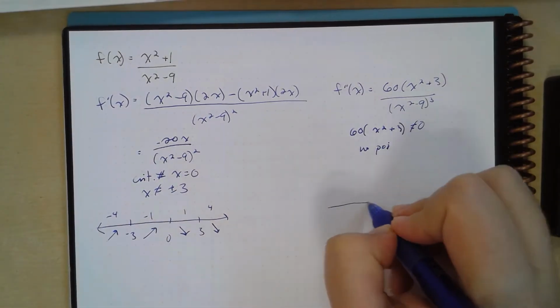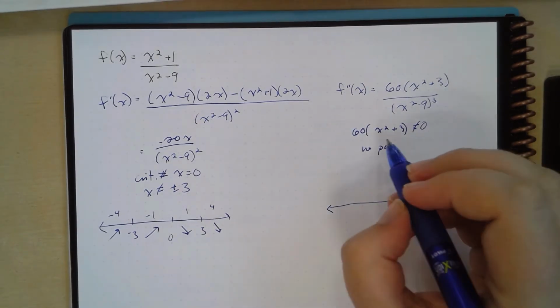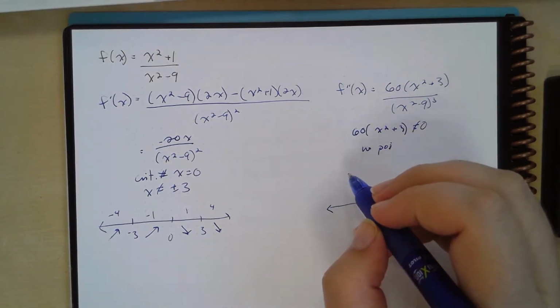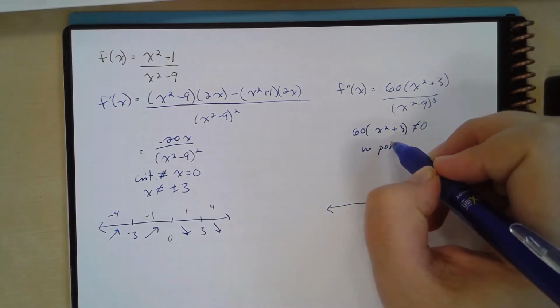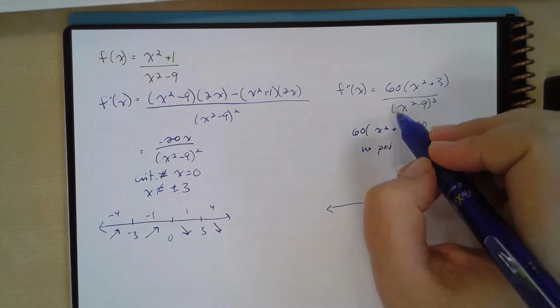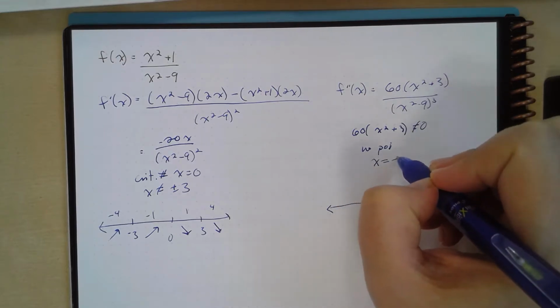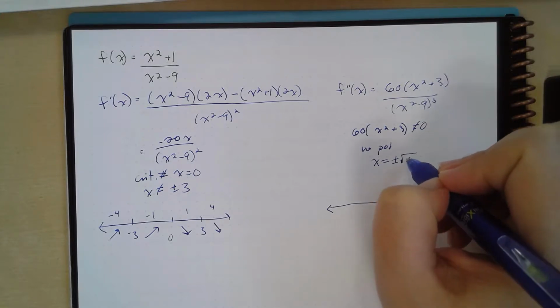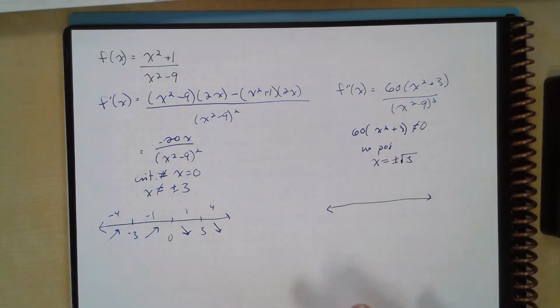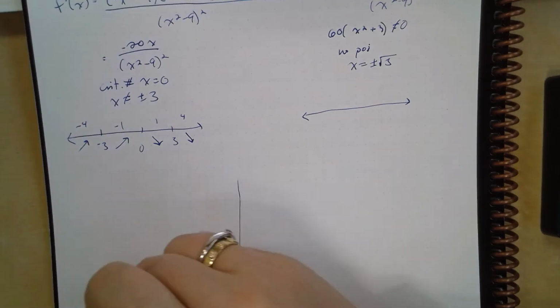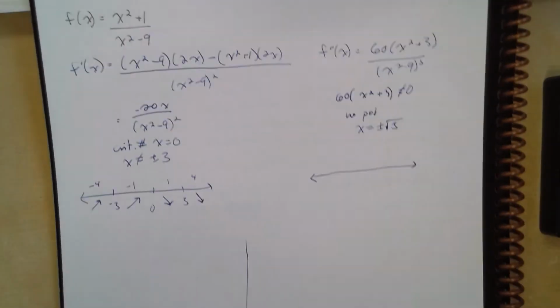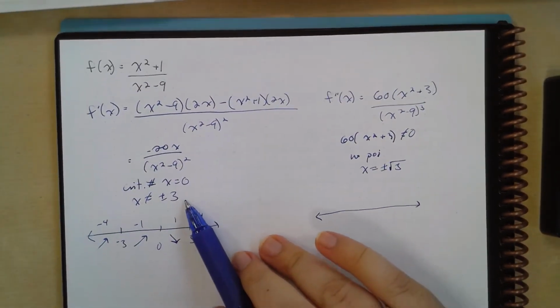Our second derivative test: could x be equal to plus or minus radical 3? Well, not exactly. I think what I need to do here is show you how this graph is looking. So let's go here. I'm going to show you this graph. We've got our graph here, and we've already talked about how x cannot be equal to plus or minus 3.